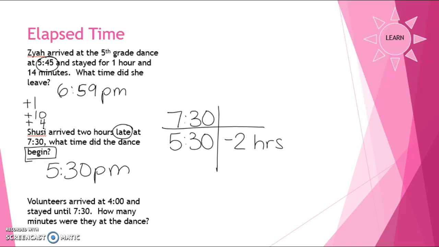And finally, here at the bottom, this is where we are. Volunteers arrived at 4 and stayed until 7:30. How many minutes were they at the dance? This is where we start converting. First, let's calculate how many hours they were at the dance. So they got there at 4 and they stayed until 7. How are we going to count that?